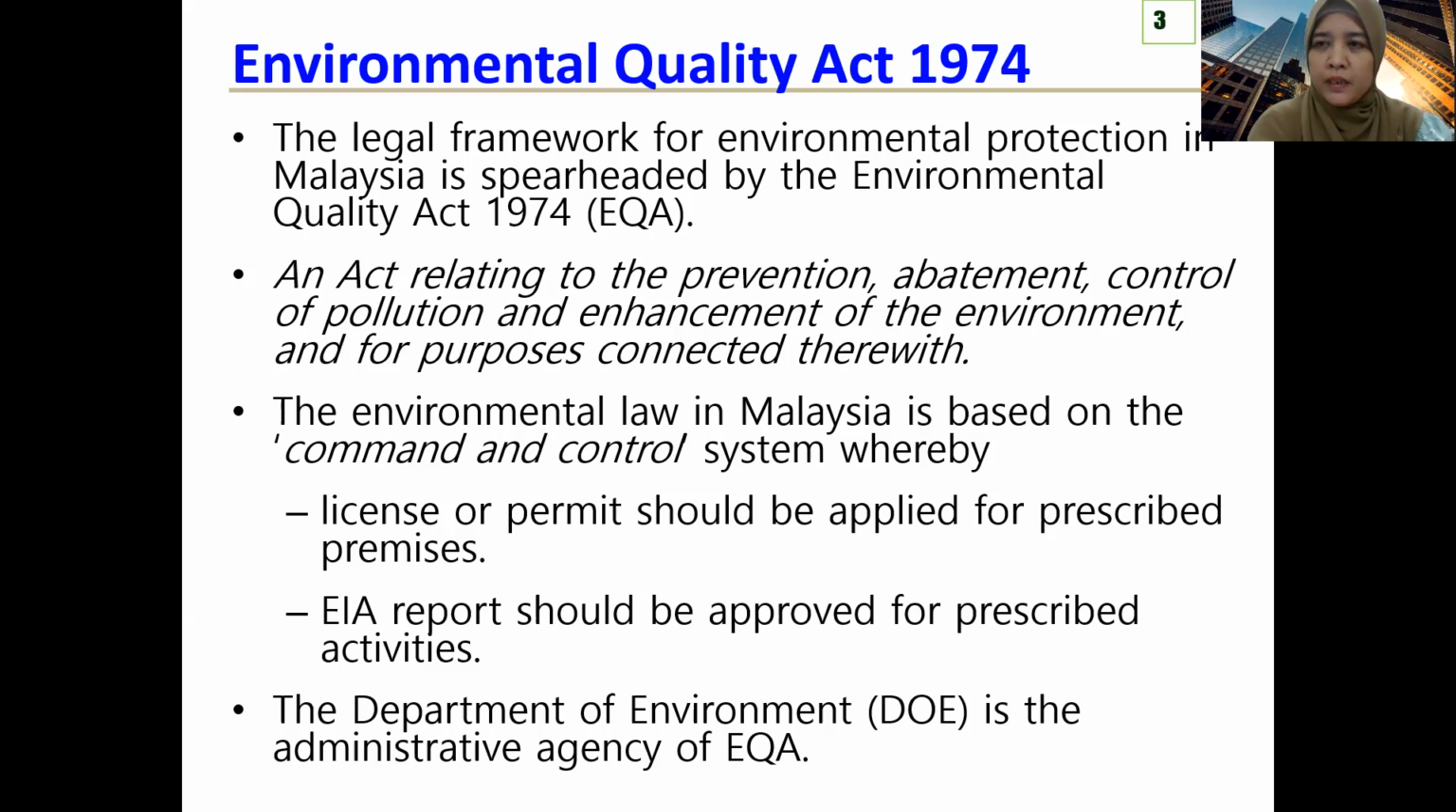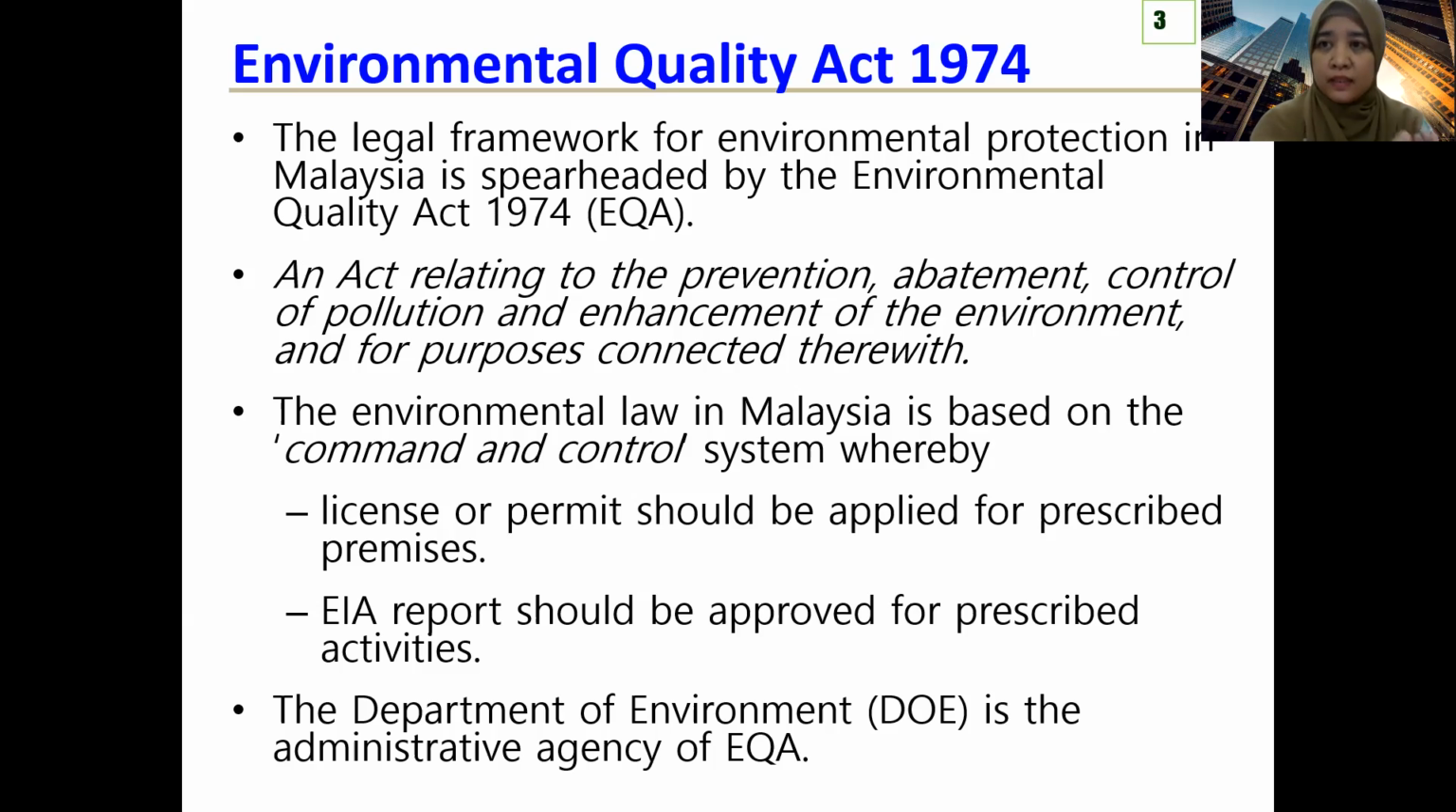Remember the first slide that I showed you, I asked you to define the environment from the picture. We talked about how the environment encompasses not just the air, but also water, land, and so on. So control of pollution in the elements of the environment: the sea, the river, land, air, and so on. Not just control of pollution, but also how we control the environment. We can do that via the Environmental Quality Act. And for purposes connected, meaning the penalties and the procedures, all contained inside the EQA.